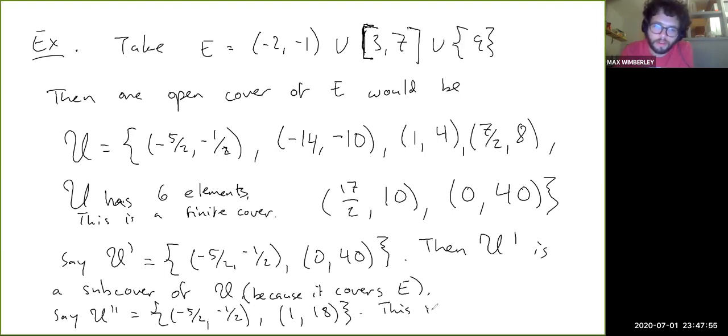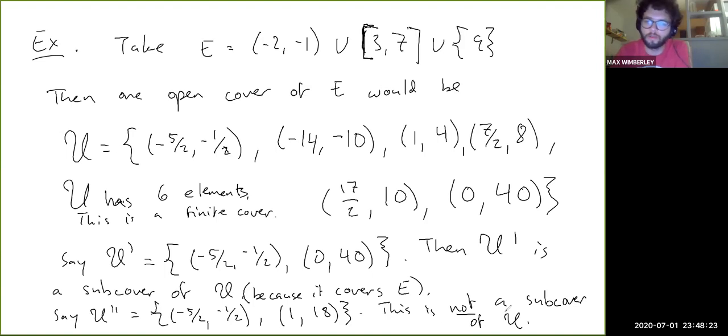This is not a subcover of U. Even though {1, 18} is a subset of (0, 40), the problem is that 1/18 is not an element of U. Look through these open sets. Where do you see 1/18? It's nowhere. So U double prime has an open set which is not in U.